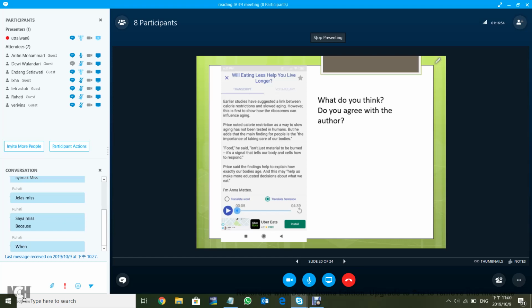Oh, suaranya putus-putus. How many of you are in diet now? Like, because this author said it's important to us to manage and to maintain the amount of food that came to our mouth. Do you agree with this? And if you agree, why? Nggak ada yang komen. Okay.